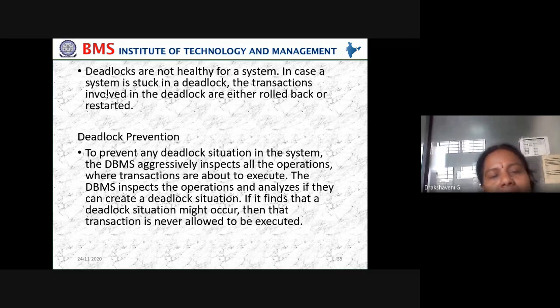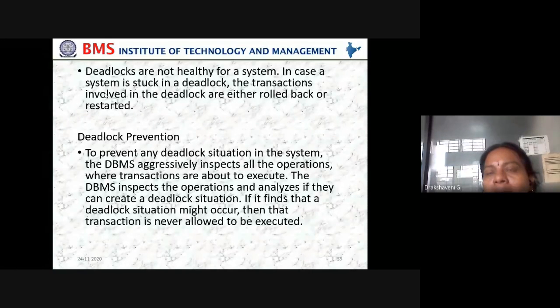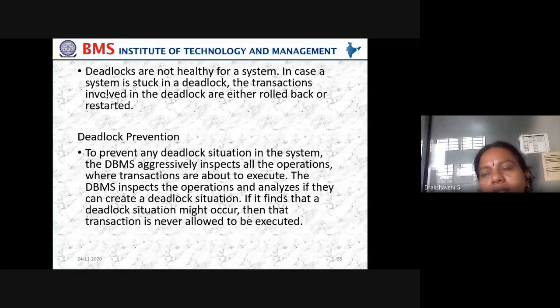So now, deadlocks are not healthy for a system. I think you know what a deadlock is. Deadlock means if one resource is wanted by two people, and both are waiting for that resource, one thinking that he is taking it, the other thinking that he will be taking it. This thing is called a deadlock. So deadlock in any system is not healthy.